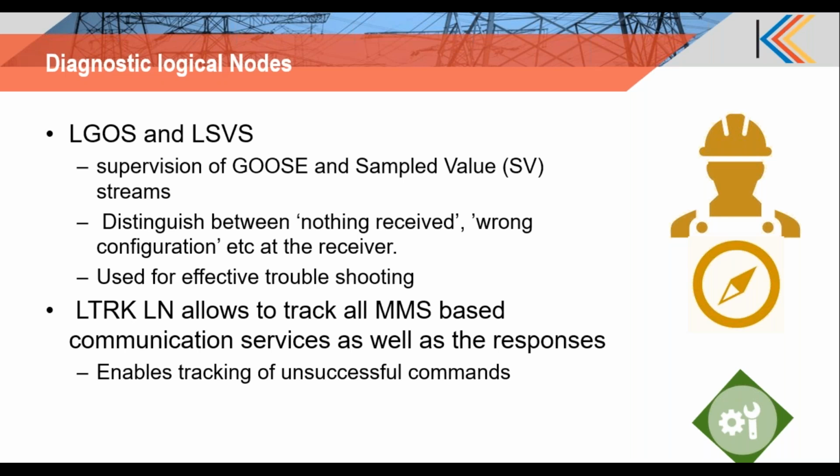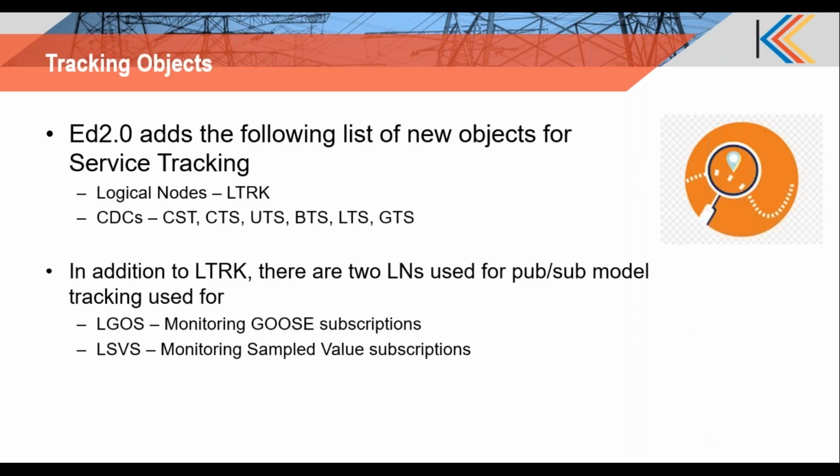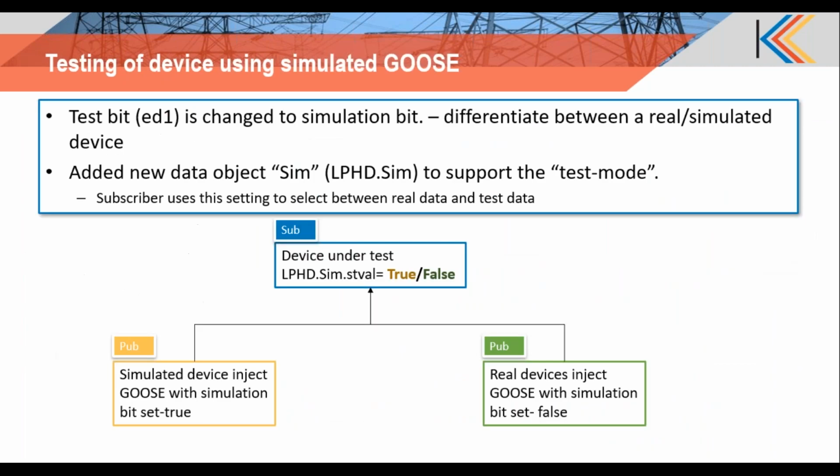So from an implementation perspective, you have to consider these as additional functionalities, and whenever we get MMS updates, or whenever we start subscribing, or whenever you see there is a subscription issue, the program has to automatically update the corresponding logical node so that the tracking service is correctly implemented. And for this, we have these new additional logical nodes, LTRK and CDCs. LTRK is the new logical node for tracking your MMS communication, and for the sub model we have LGOs and LACs. So that's about the tracking service.